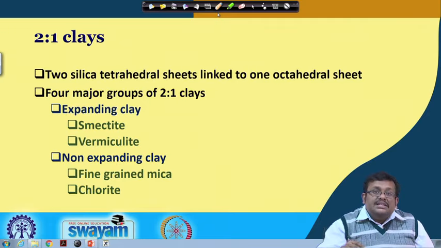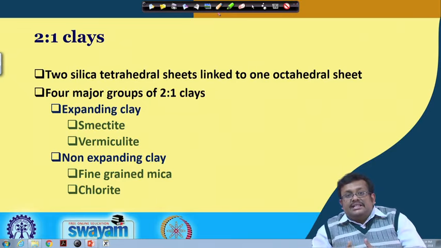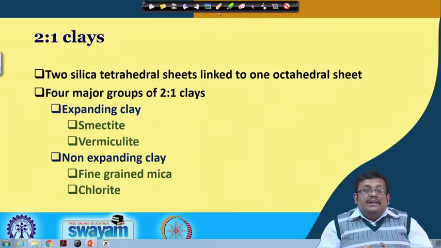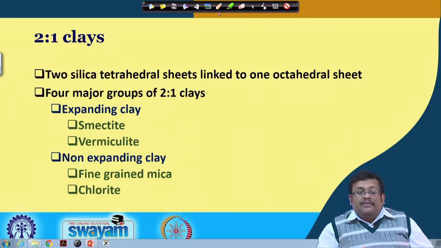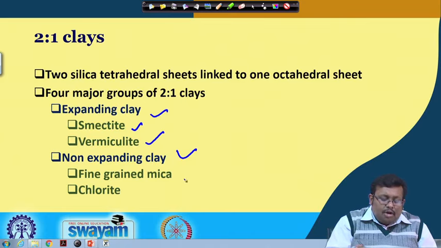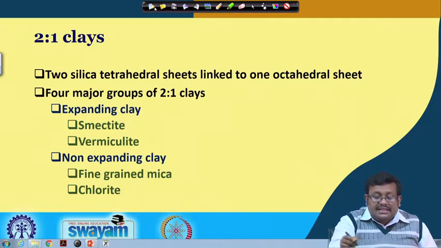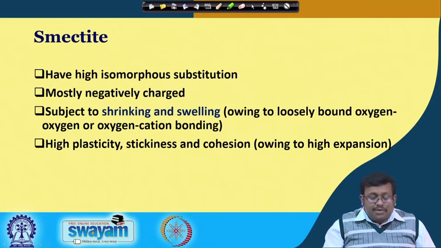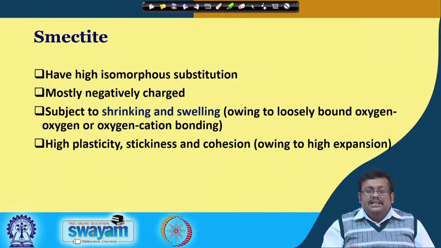Well, as the name suggests, 2:1 is basically 2 silica tetrahedral sheets linked with 1 octahedral sheet, and you can see 4 major groups of 2:1 type of clays. One is expanding clay and the other is non-expanding clay. Among the expanding clay, you can see smectite and then vermiculite, and in case of non-expanding clay, there are fine grained mica or illite and then chlorite. So, these are 4 major types of 2:1 type of clays, and we will discuss them in details, not groups, but the types.